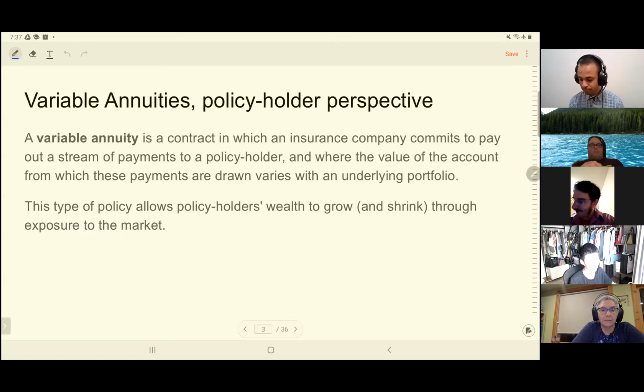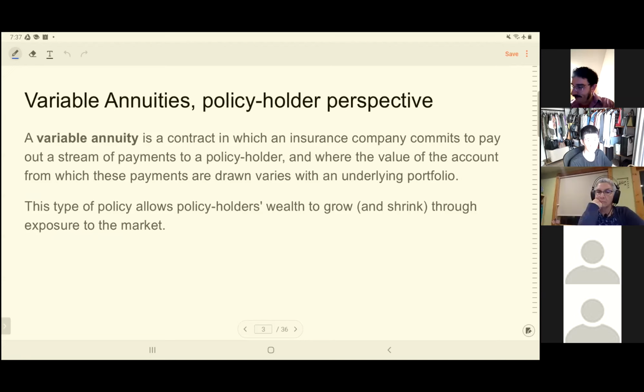So just so you know, a variable annuity is a contract that you can think of as being very similar to a 401k. There's an account that has a certain amount of value in it that some policyholder has. And the insurance company commits to pay out some stream of payments to the policyholder. And then like a 401k, the value in that account depends on some underlying portfolio.